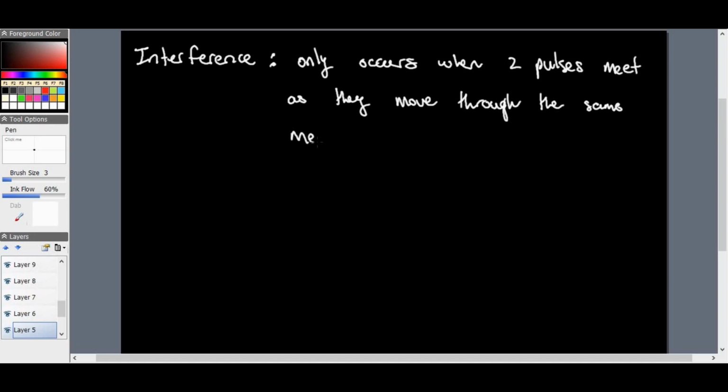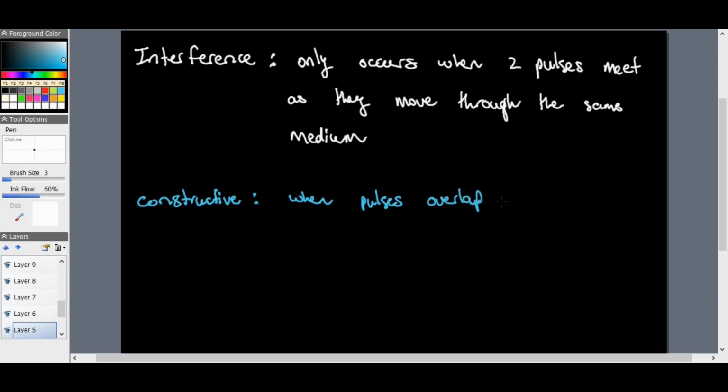Now, interesting to note, like I said, we've got two different types. Let's start with the first one, constructive interference. Constructive interference occurs when two pulses overlap.